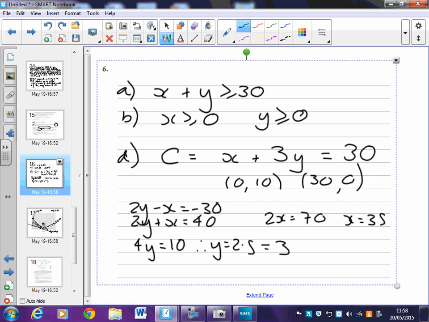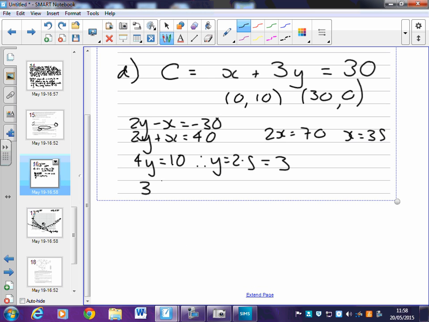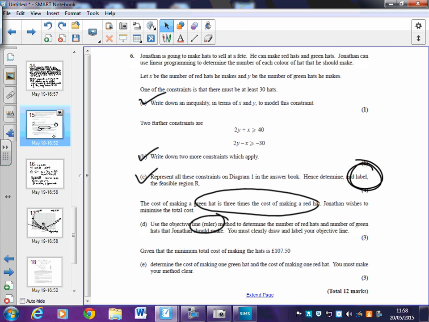So that means he is going to make 35 red hats and 3 green hats. Okay, that's the number of each. Excellent, so I've done that, tick that off.